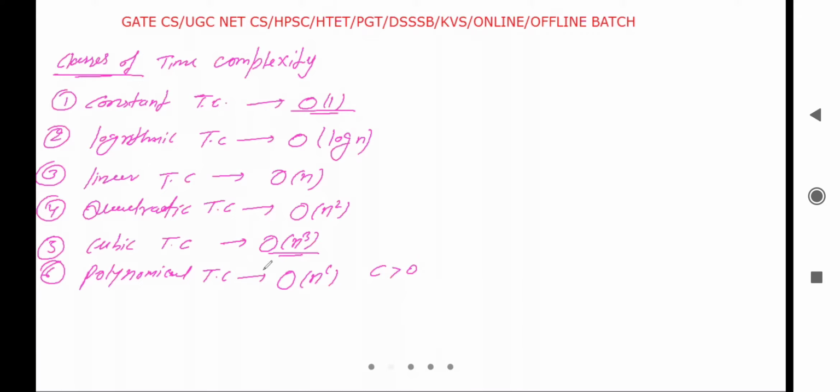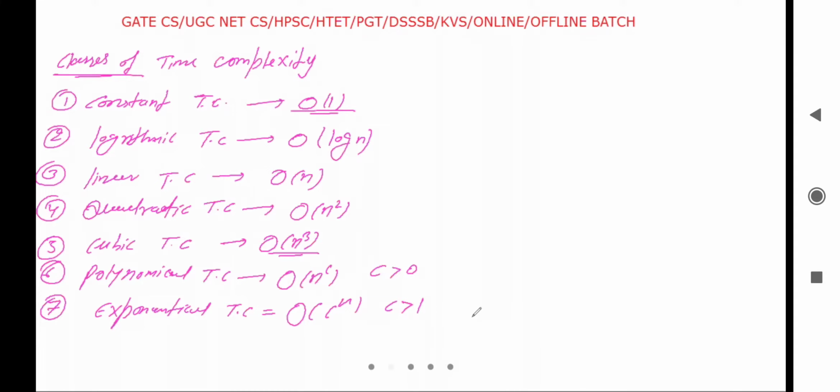Next one is exponential time complexity. Exponential time complexity is order of c power n, where c is a constant greater than 1.